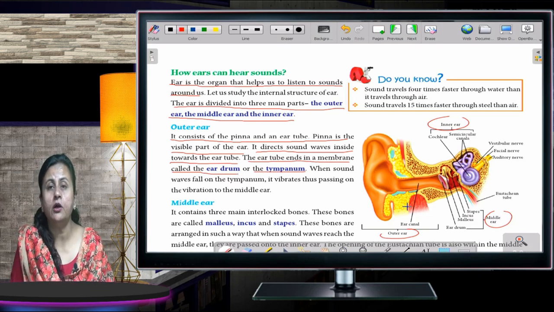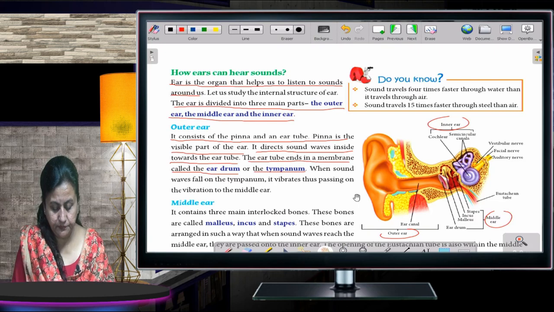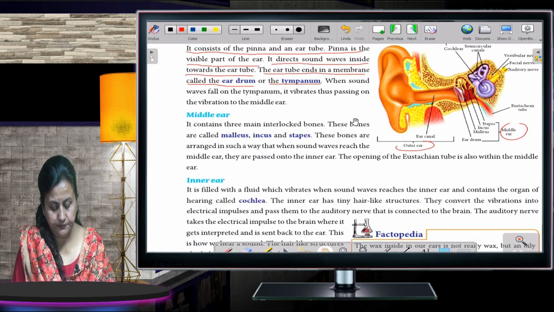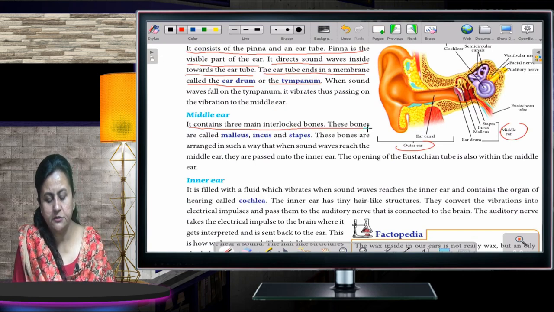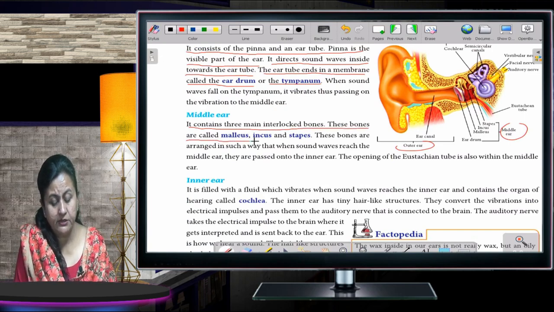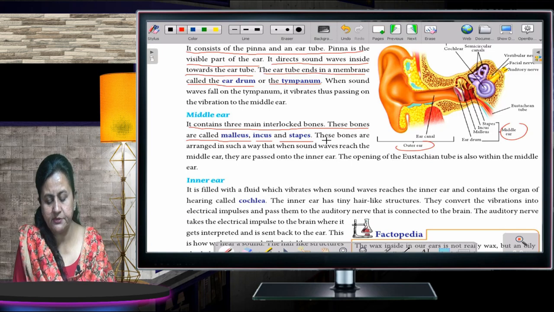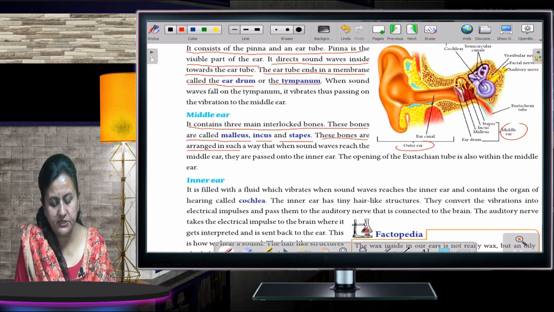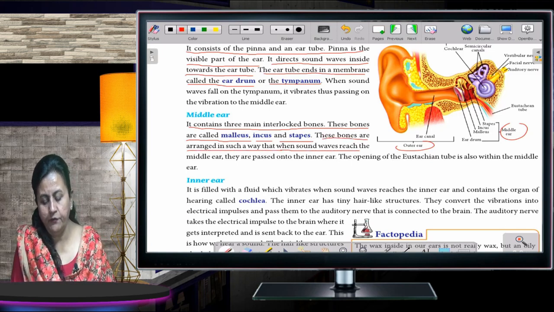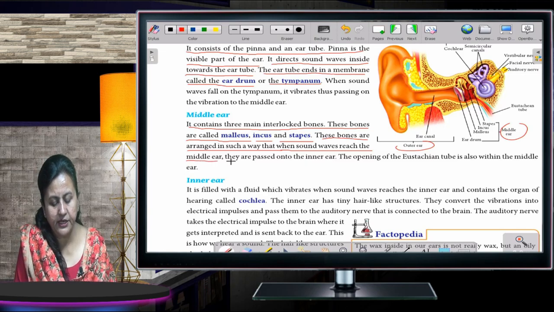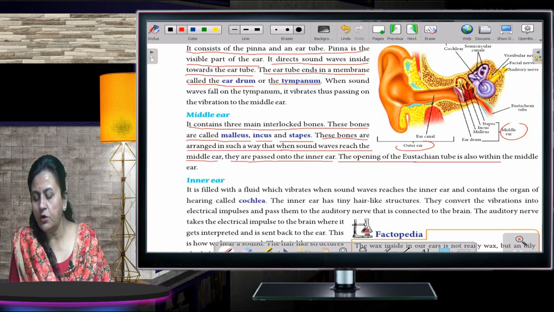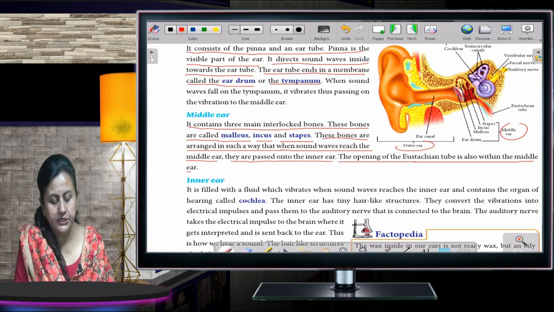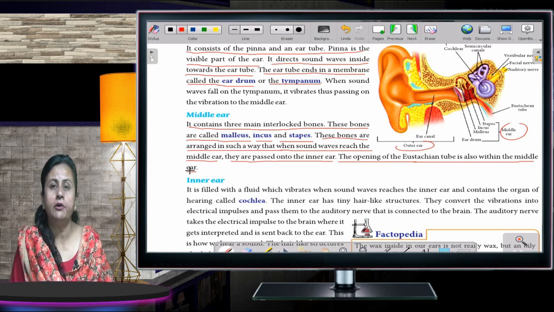Now we'll talk about the middle ear. It contains three main interlocked bones. These bones are called malleus, incus, and stapes. These bones are arranged in such a way that when sound waves reach the middle ear, they are passed on to the inner ear. The opening of the eustachian tube is also within the middle ear. Now we'll talk about the inner ear.